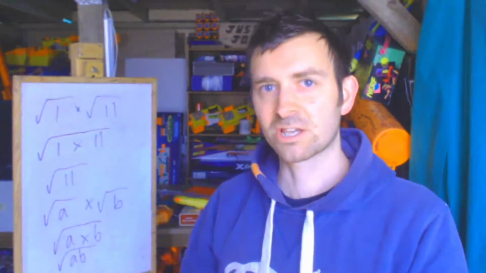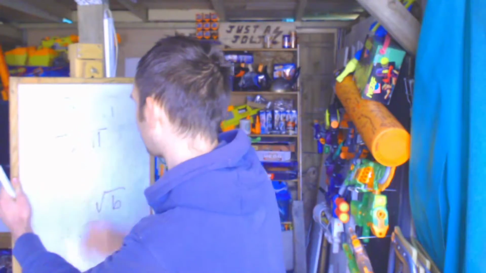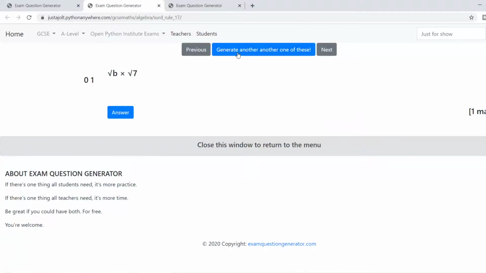So now we're going to take a look at a couple of examples, because that's probably the simplest of the surd rules. Still classed as level 8 stuff though, which is interesting. So let's go ahead and get another one of these up. Go. So we're going to see what comes up this time. Oh, that's more interesting. So now we've got root B times root 7.